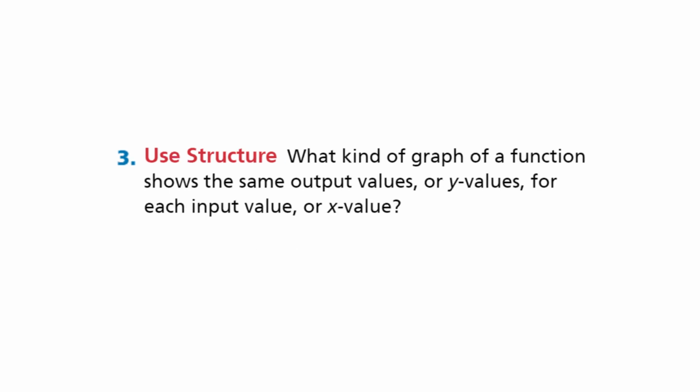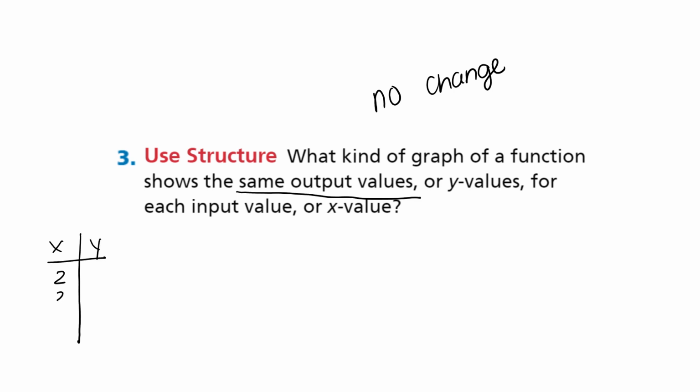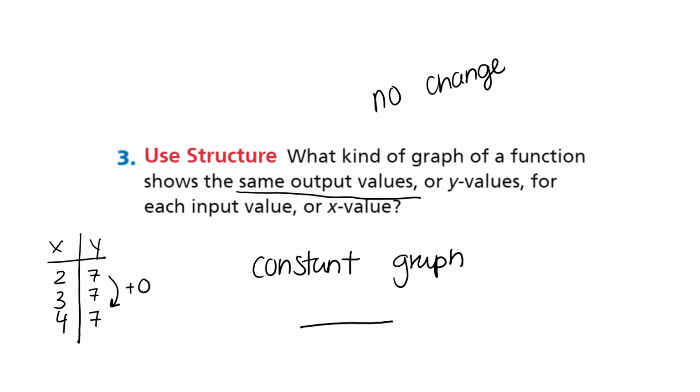3. What kind of graph of a function shows the same output values, y values, for each input value, x value? If they all have the same output values, that would be a graph with no change. For example, when we were solving our tables with our x and y values, and they all had the same output value, the same y value, that would be a pattern of 0. If we have a slope of 0 or the same output, that is represented by a constant graph. It would be a straight horizontal line.